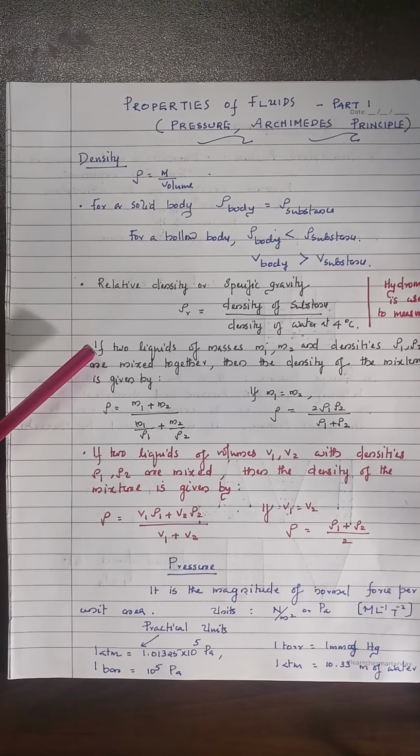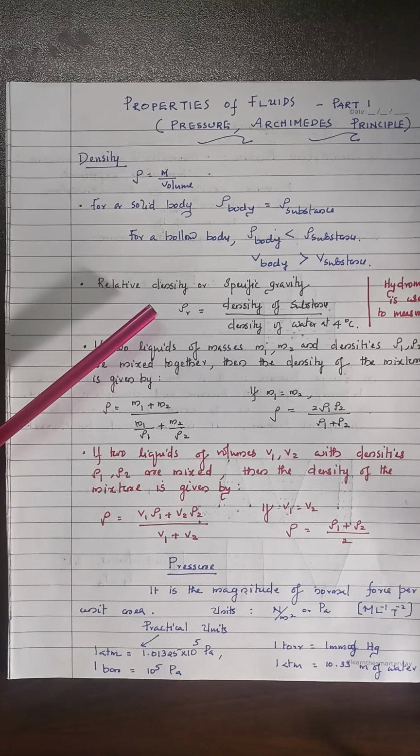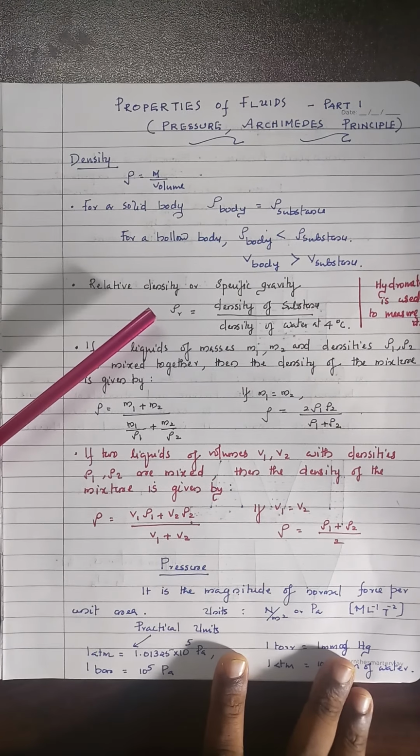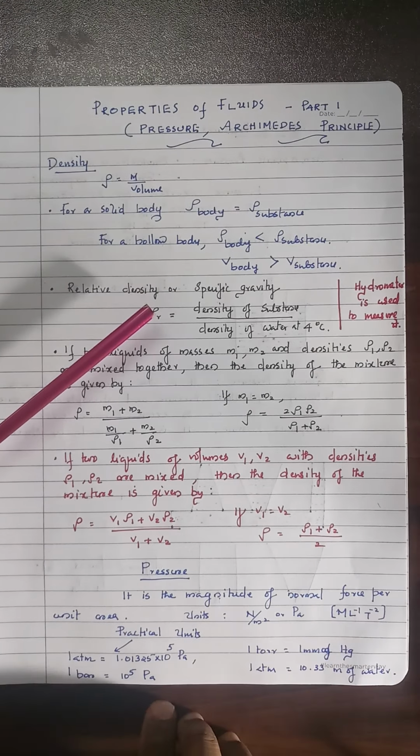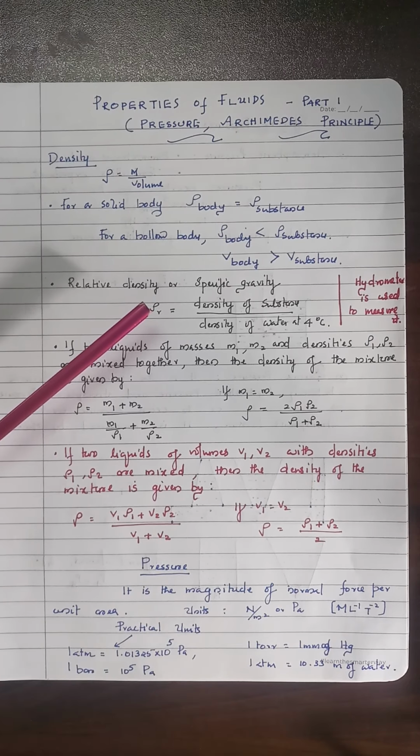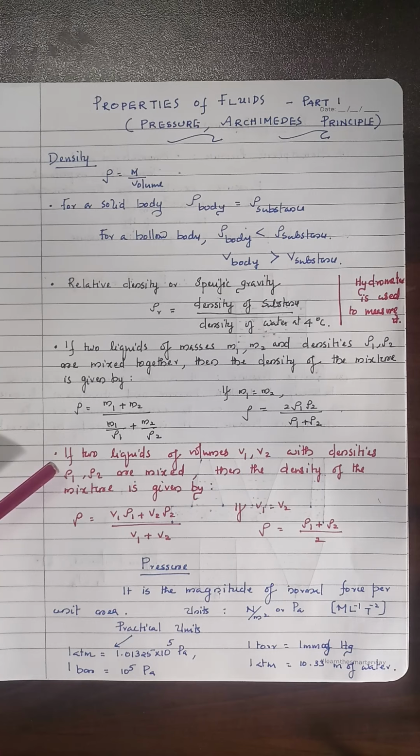And see, the relative density or the specific gravity means the density of the substance by the density of water at 4 degrees Celsius. And keep in mind the relative density can be measured by using a hydrometer. See the two different problematic situations, especially during the case of two liquids mixing.